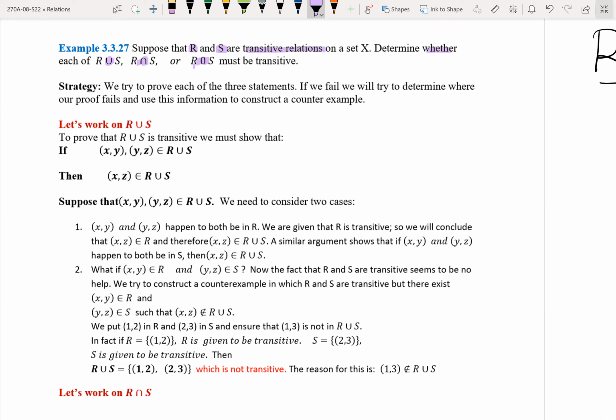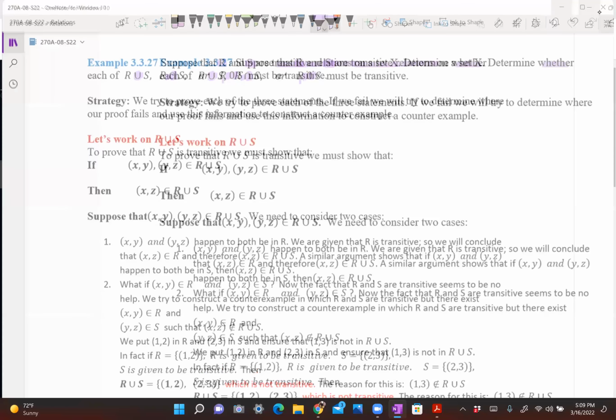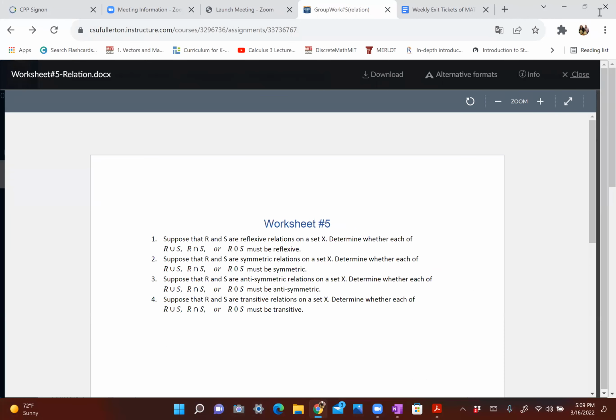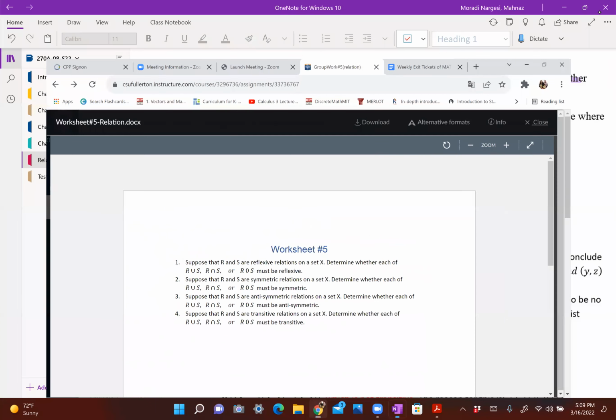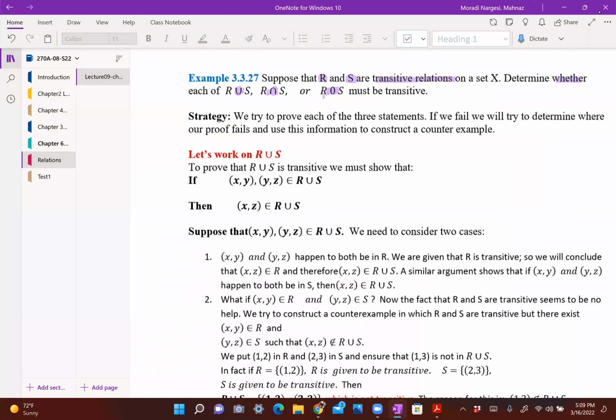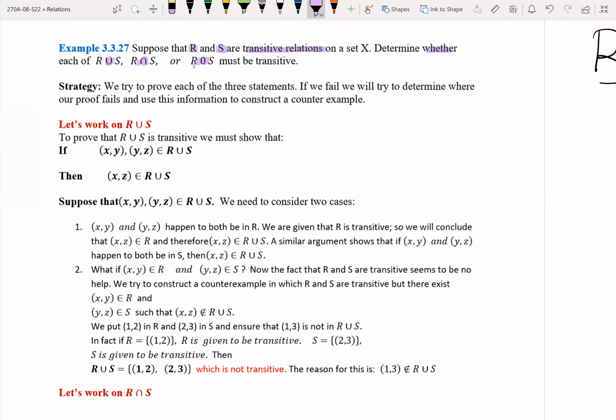Okay. If I go back to the worksheet, your worksheet has all of them. It says, let's say you have reflexive. Does it keep it after union, intersection, composition? Let's say you have symmetric. Does it keep it after union, intersection, composition? If it's anti-symmetric, and transitive is actually what is in your lecture note. Transitive is maybe the most complicated case, the one that you have in the lecture note, because the transitive always is longer to prove.